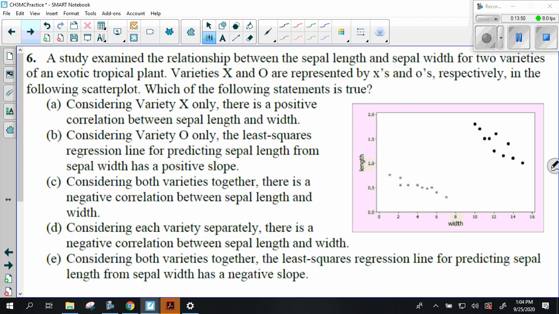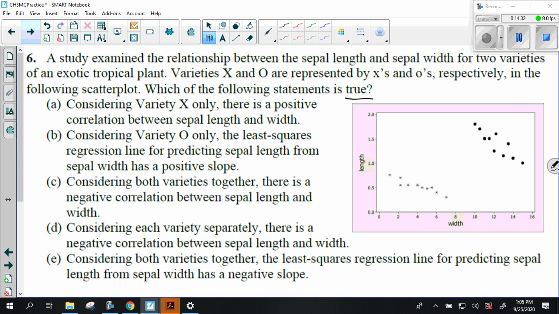Go ahead and give this one a read. There's quite a bit going on here. Sepal length and sepal width for some tropical plant. Not even sure what that is, but anyways. So we've got two varieties, X and O. All right. Considering variety X only, there's a positive correlation, and we're looking for what's true now. True, maybe I should underline it so I don't try to do something else. All right, we're looking for which one is true.